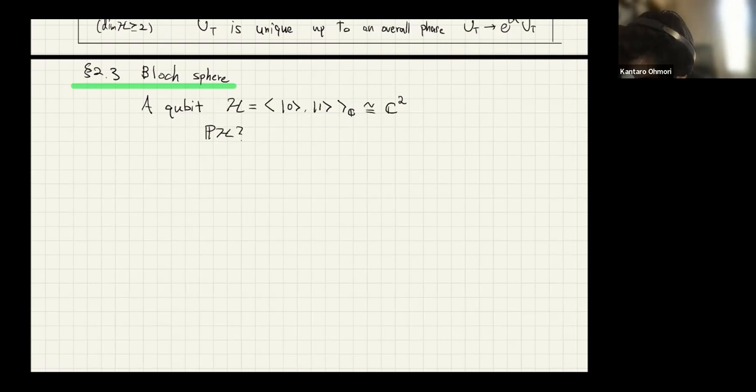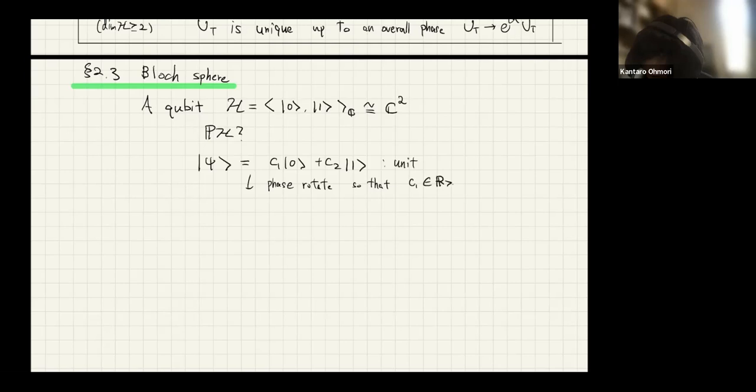So for any psi, so psi is like C_1 times 0 plus C_2 times 1. Pick an arbitrary state in the Hilbert space, which is a superposition of the two. Let's say this is unit normalized. Then phase rotate so that C_1 is real and positive. Okay, so then this state, well, maybe I name this psi theta phi. You can always phase rotate C_1 so that it's on the positive real axis.